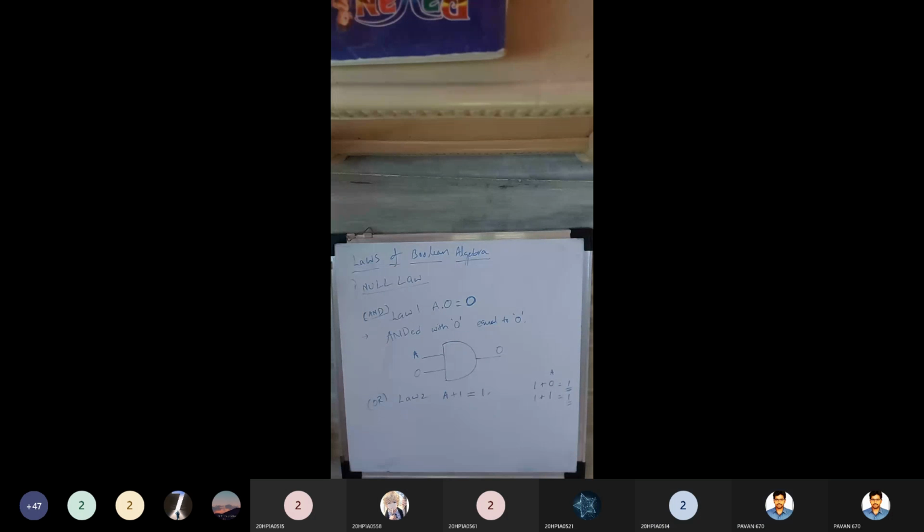This is another law, so based on this you can write the statement here. Any variable ORing with 1 gives 1 only, because since I am dealing with the Boolean algebraic level, I have only two values, either 0 or 1. Since I am ORing with 1, I know the OR gate logic: if any one of the inputs is 1, definitely the output is 1. The same thing happens here, so a law is derived based on the OR gate operation. Nothing new here.